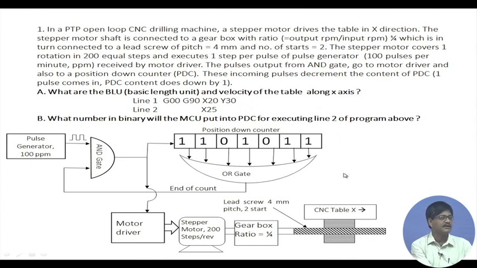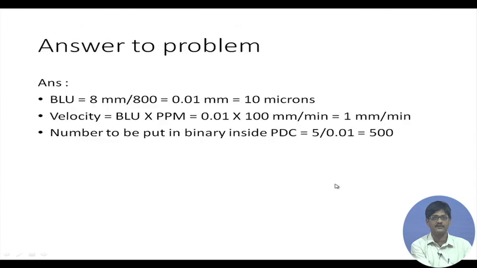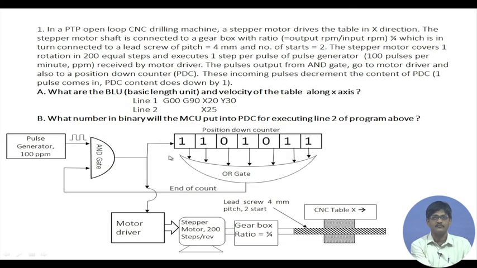First of all, what is the basic length unit? We have 200 steps of the motor. I think we have worked out, the answer is basic length unit is equal to 8 millimeters, that means the lead of the lead screw divided by 800 pulses. One rotation of the lead screw must require 800 pulses of the pulse generator. Why so? That is because one rotation of the lead screw is obtained from 4 rotations of the motor, because the gearbox ratio is 1/4.